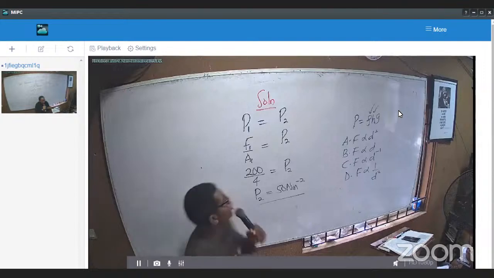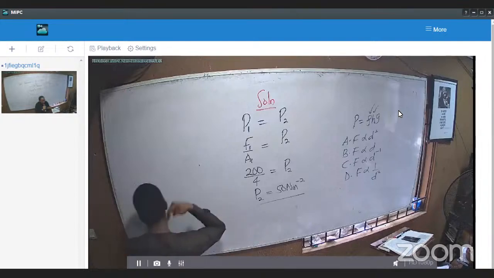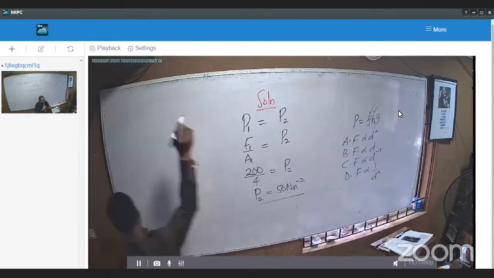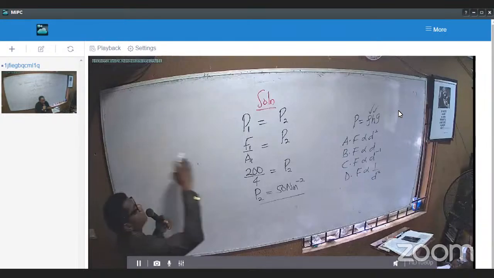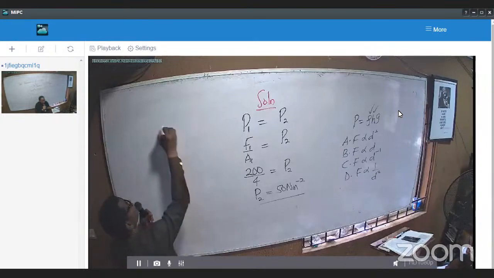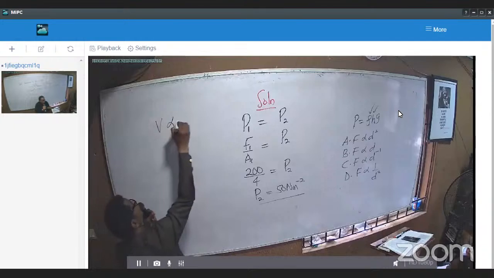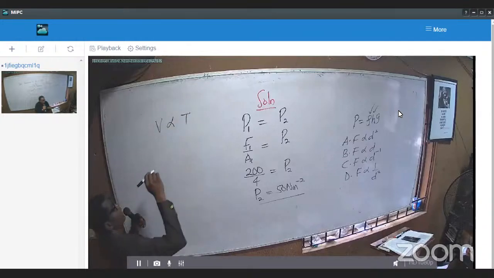Which law can I use to explain very fast? Okay, Charles' law. What do we have in Charles' law? V proportional to T. What are we going to write?